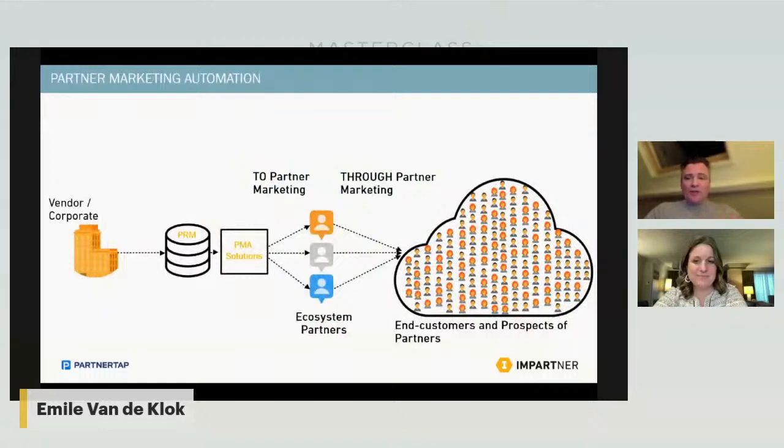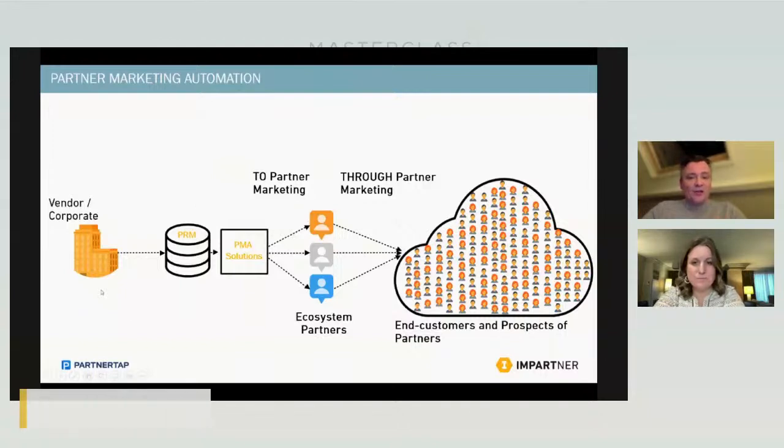Before I explain what kind of tactics you can use, like Trevor was always saying, we have terms like true channel marketing automation, partner marketing automation. Let me just explain that in a nutshell. What are we talking about? We talk about partner marketing automation. On the slide, on the left hand, you see the vendor corporate. That's the vendor, a vendor that has an indirect sales channel.